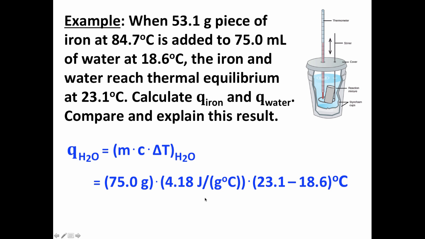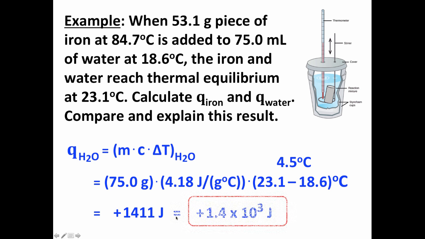We'll use this enough that it might be worth just remembering the value. And then final temperature minus initial, 23.1 minus 18.6 degrees Celsius. That gives us 1,411 joules, and it's a positive value this time. Now, if we note that the temperature difference actually gives us a two significant figure number, then we need to round our answer to two significant figures. And so again, scientific notation to make it clear, 1.4 times 10 to the third joules, positive value.